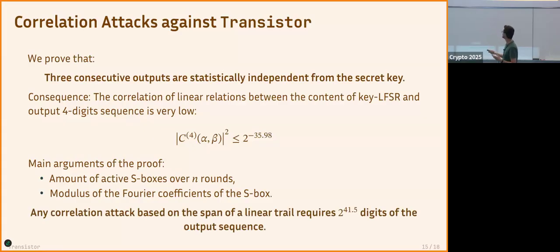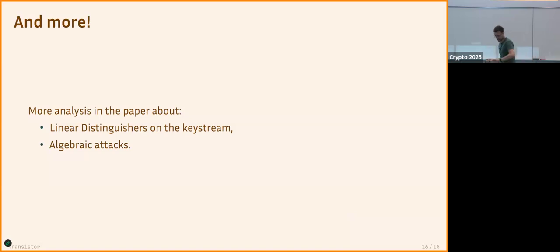and the conclusion is that if you want to launch a correlation attack, you require at least 2 to the 41 digits, and so this bound already exceeds the kind of trivial bound enforced by the time memory data trade-offs. So we are safe from here. And by the way, this is without taking into account whitening. I don't have time for this, but there's more cryptanalysis in the paper, so linear distinguishers and algebraic attacks.